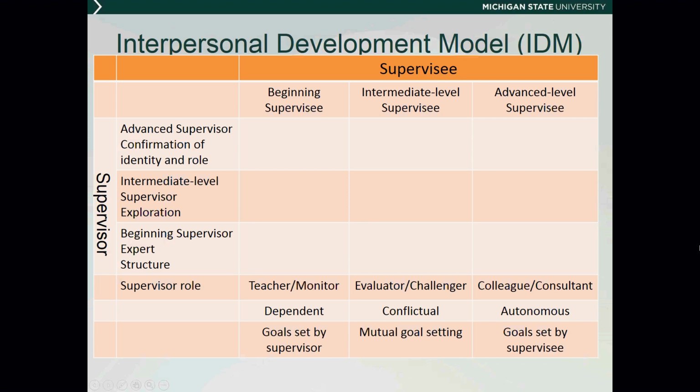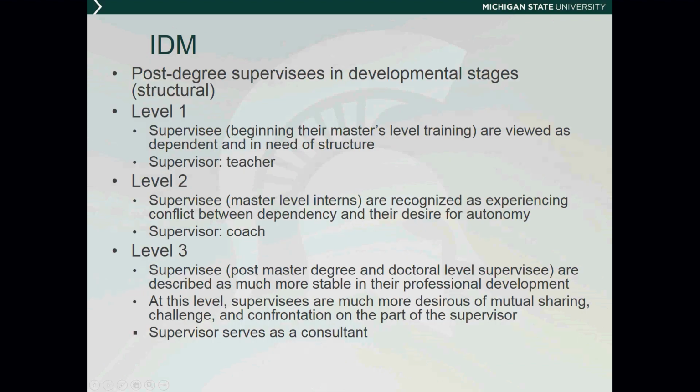In the intermediate level, the supervisor and the supervisee certainly could set mutual goals rather than directed by the supervisor. For advanced level supervisee, the relationship would be more autonomous. The goals could be directed and guided by the supervisee. And so the role in this case would be more of a consultant and colleague. So in the next few slides, I provide more examples about certain aspects that would be helpful.